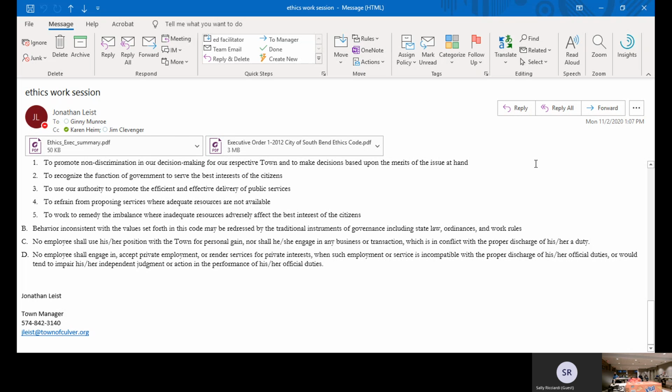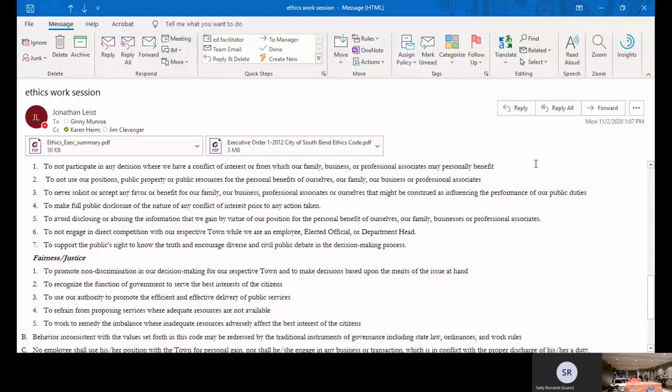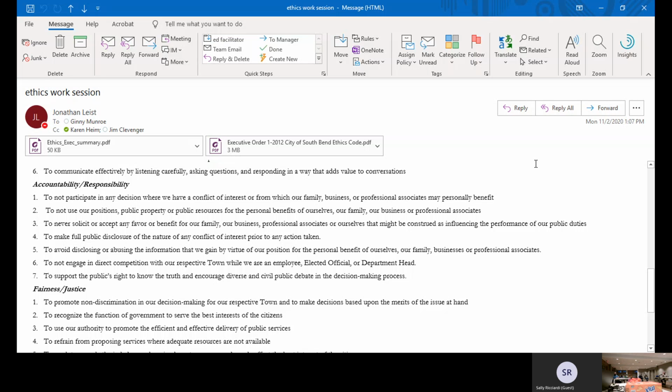You know, when you were talking about how we could be more specific on that point B, which I agree with, I think we need to think that one through. This whole section on accountability and responsibility, to not participate in decisions where we have a conflict of interest or from which our family, business or professional associate can personally benefit. So do we need to define conflict of interest? Because I know what we fill out for the state. Like I work at Troyer Group, so I'm obviously not, I don't even want to be present on the vote for that stuff or scoring bid sheets and stuff like that.